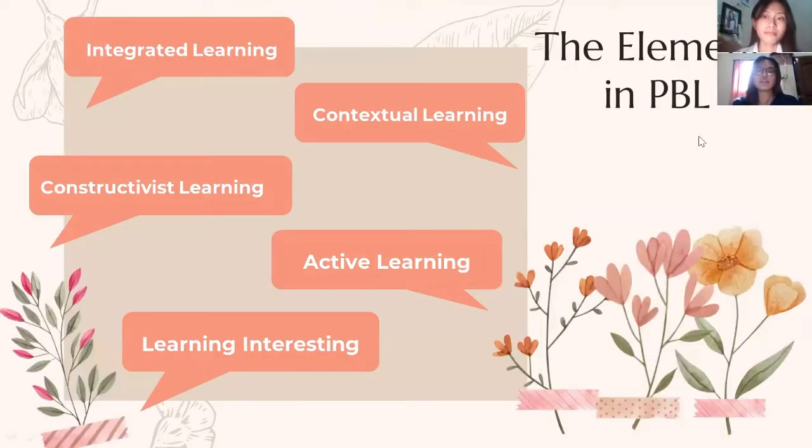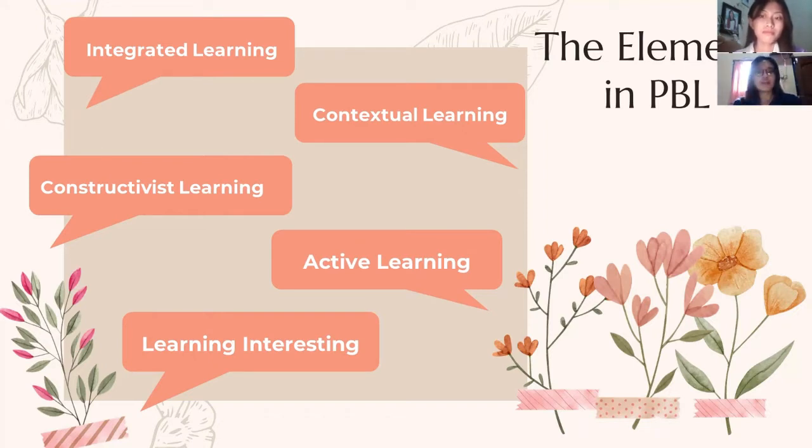And the next material is the elements in problem-based learning. They are integrated learning, contextual learning, constructivist learning, active learning, and interesting learning. So I will explain about integrated learning. Integrated learning is learning that integrates all subject areas. Learning is comprehensive, involving aspects of child development. Children build thinking through hands-on experience.